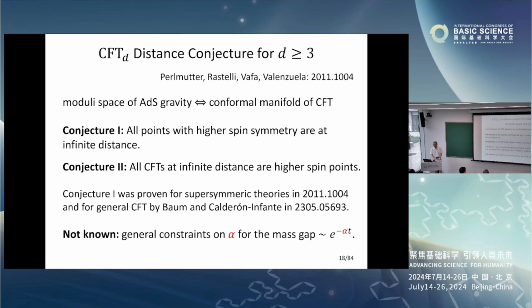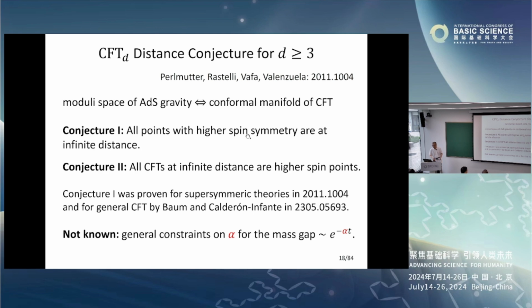Okay, so before we go into that, I would like to note that there is the AdS/CFT version of this conjecture. This was formulated by Eric Perlmutter and collaborators in 2020. There, you directly identify the moduli space of the gravitational theory with the conformal manifold and formulate the claim in the language of the conformal manifold.